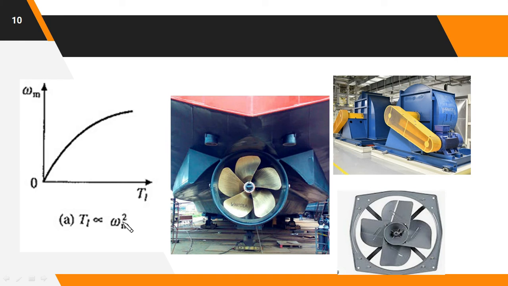Consequently the load torque is proportional to speed square, and windage is the opposition offered by the air to the motion. Similarly, a load torque of similar nature is present in a ship propeller, where instead of air there is water, or in centrifugal pumps, where water as a fluid opposes the motion, and that acts as the same load torque, which is proportional to omega m square.